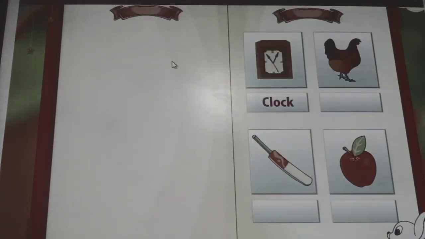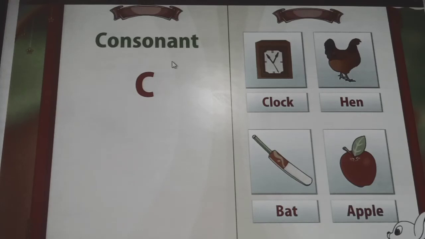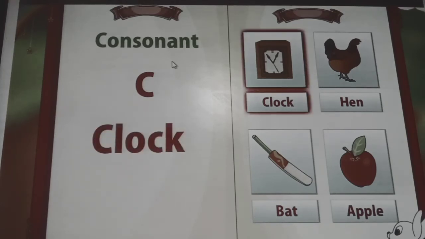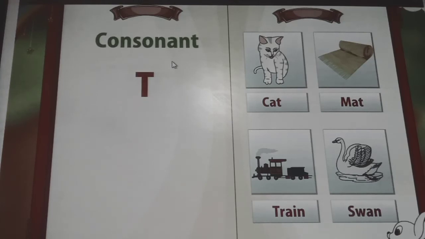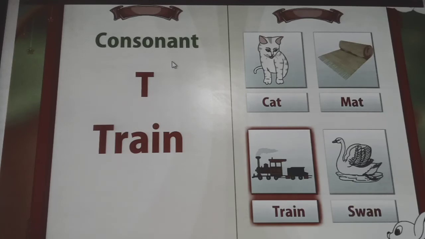Clock, hen, bat, apple. The consonant is C. Clock begins with the letter C. Cat, mat, train, swan. The consonant is T. Very good. Train begins with the letter T.